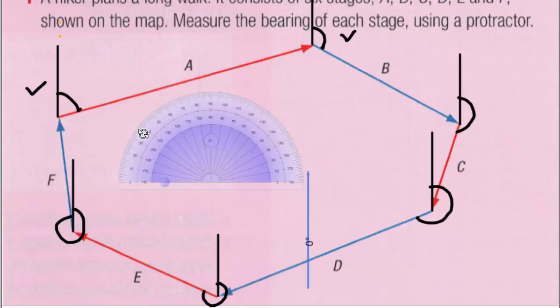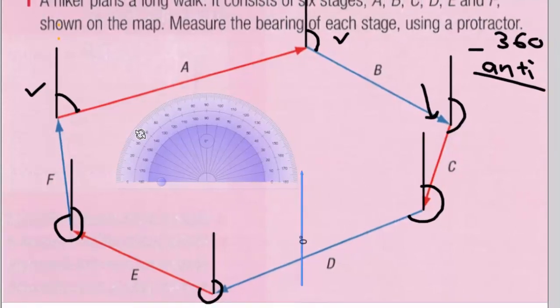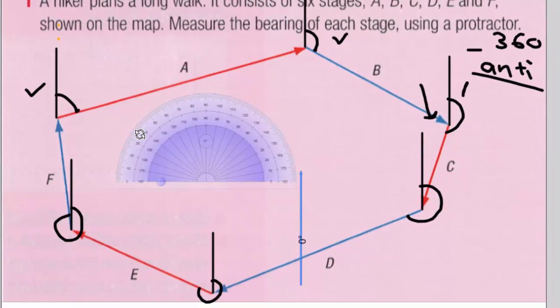But for such angles, when the angle is more than 180 degrees, more than a straight line, we have to measure the other side. We have to measure this side anti-clockwise. And whenever you measure an angle anti-clockwise, you have to subtract the result of anti-clockwise from 360. Then you'll be able to get the bearing.